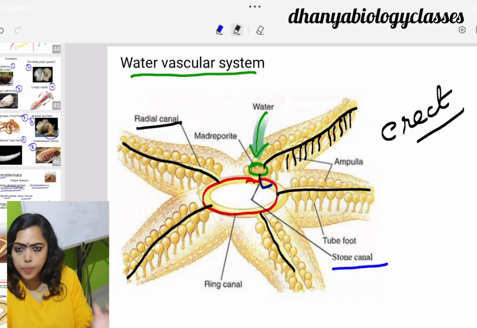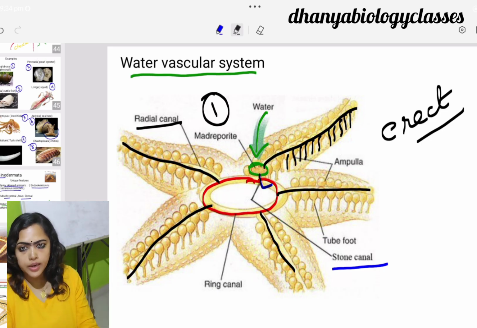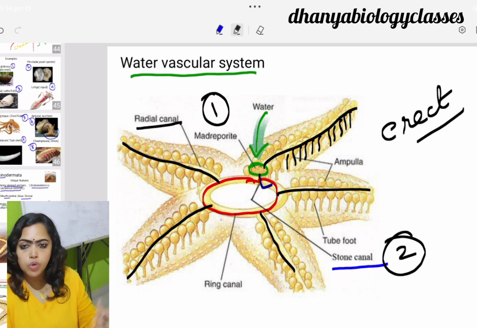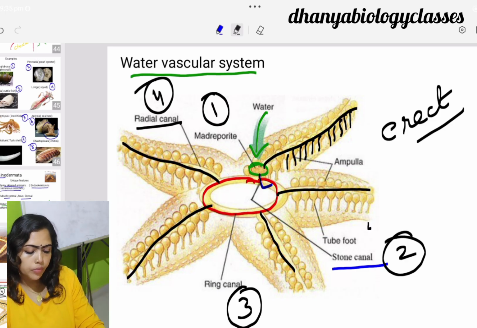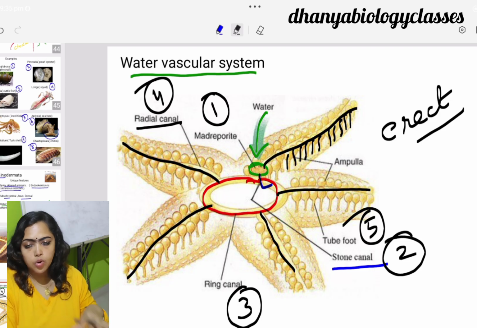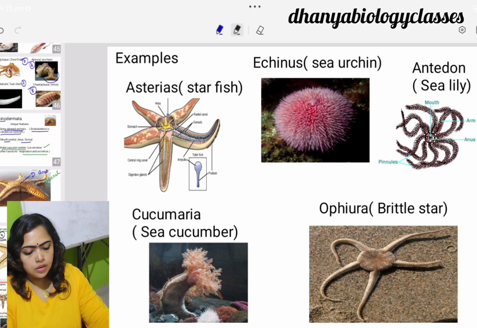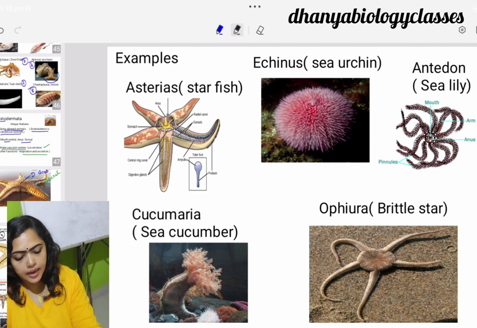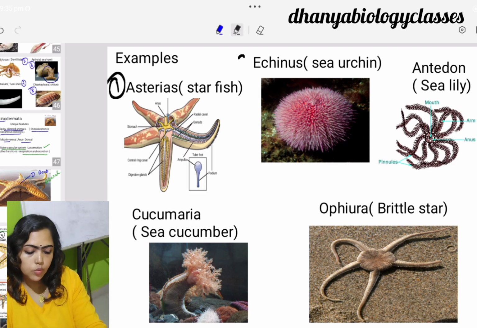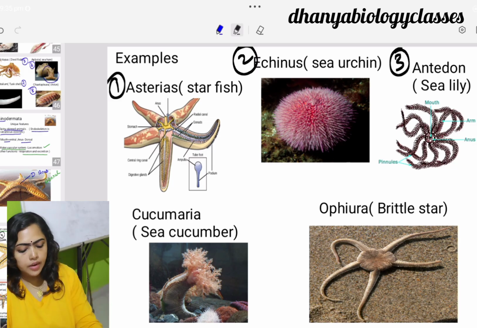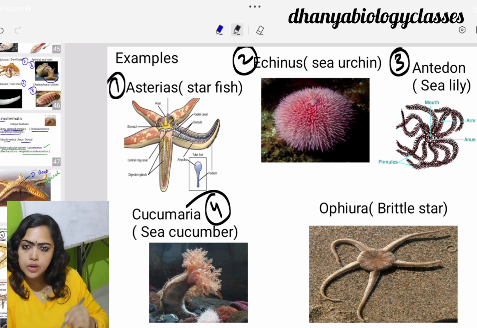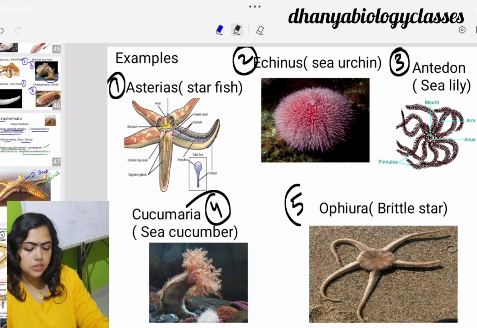So let's see the pathway of water in the water canal system, the water vascular system. The first opening is the madreporite, and from the madreporite it will be taken by the stone canal. Then what? After the stone canal, it will be transported to the ring canal, and then to what? Radial canal, and finally the structures called tube feet. So this is the pathway of water in the water vascular system. And then examples of echinoderms. First one is Asterias or starfish, second one is Echinus or sea urchin, third one is Antedon or sea lily, fourth one is Cucumaria or sea cucumber, and the last one is Ophiura or brittle star.